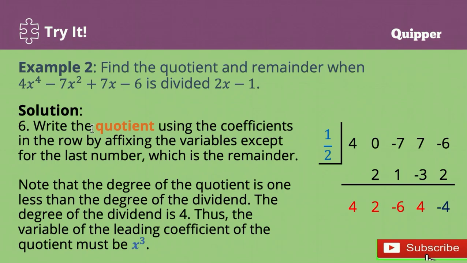Number 6, write the quotient using the coefficients in the row by affixing the variables, except for the last number, which is the remainder, this one. So these are the coefficients. And take note that the degree of the quotient is less than the degree of the dividend. The degree of the dividend here is 4. Thus, the variable of the leading coefficient of the quotient must be of the power of 3, or cubic.